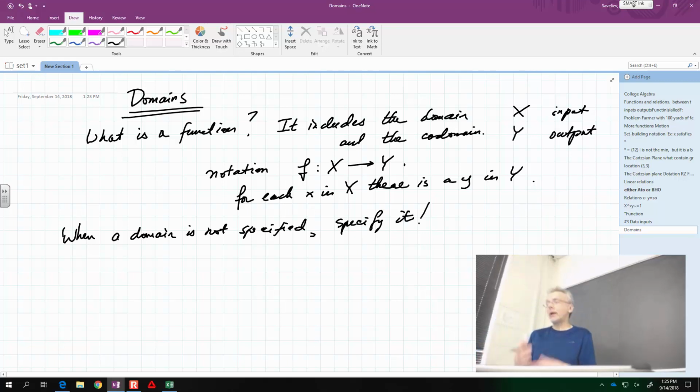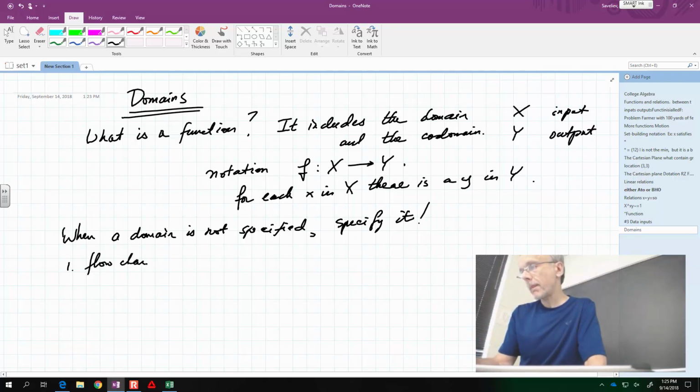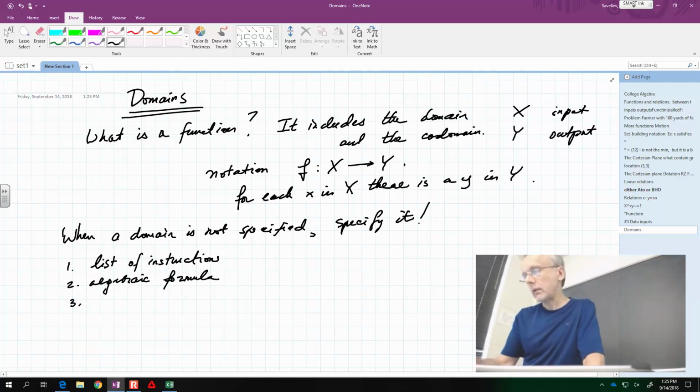Okay, so depending on what it is that you do have, typically what you're facing is one of four ways to describe functions. Once again, a flowchart, or rather, I prefer to describe it as a list of instructions. Second, an algebraic formula. Thirdly, a table with two columns. And number one, a graph.